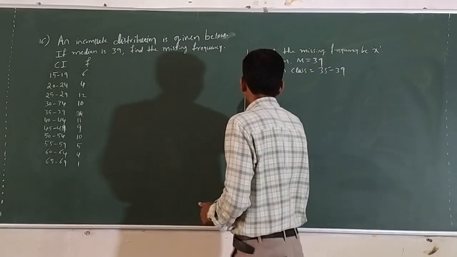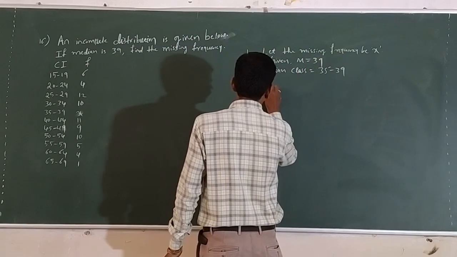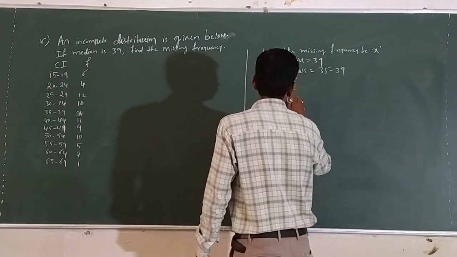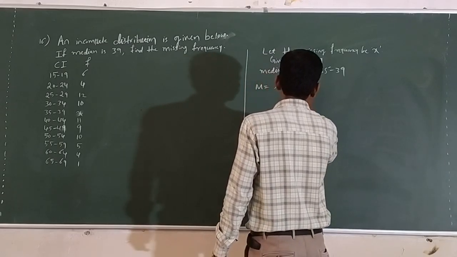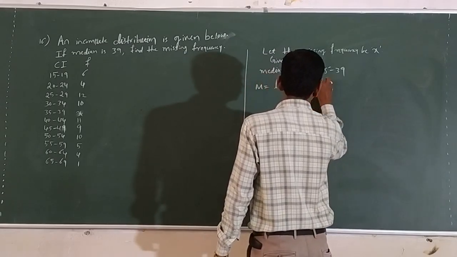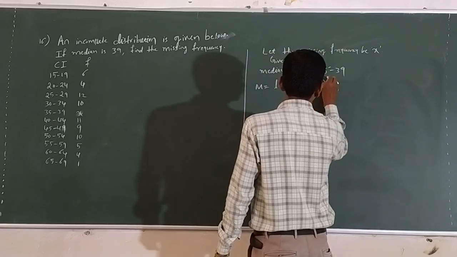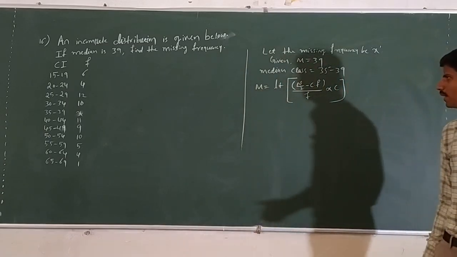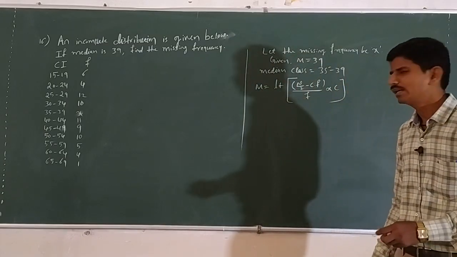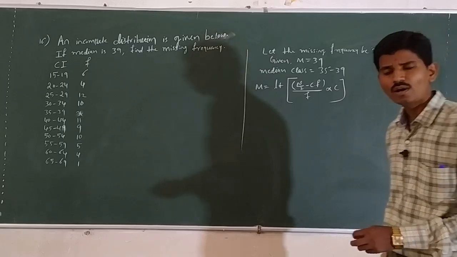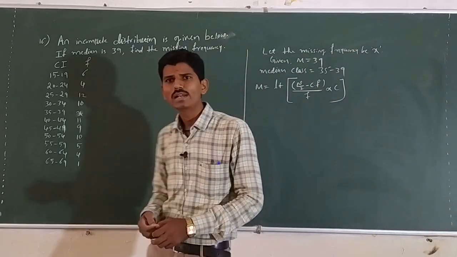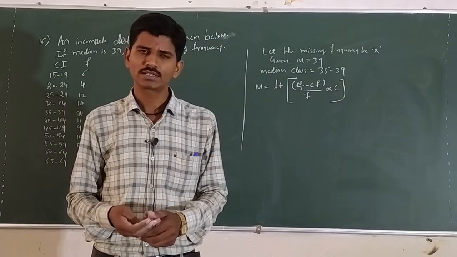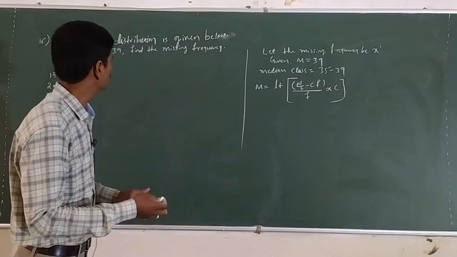Here M equal to L plus (n by 2 minus Cf) divided by f, into C. That is the median formula. While calculating the median, the frequencies should be converted into less than cumulative frequencies, LCF. Here you have to find the LCF values.